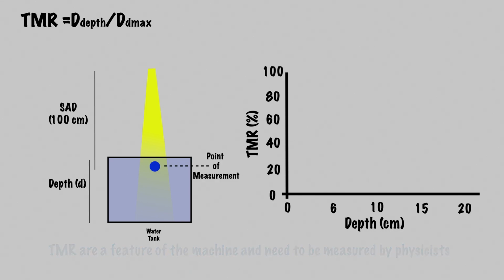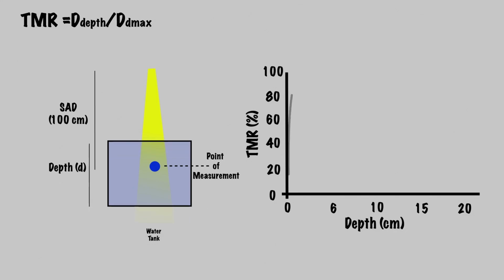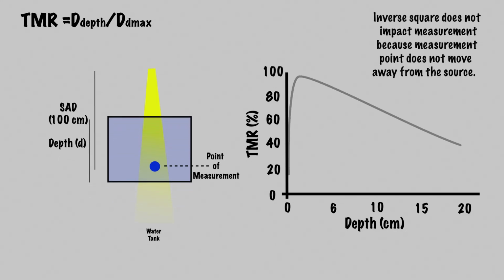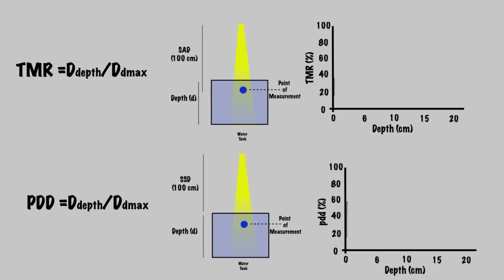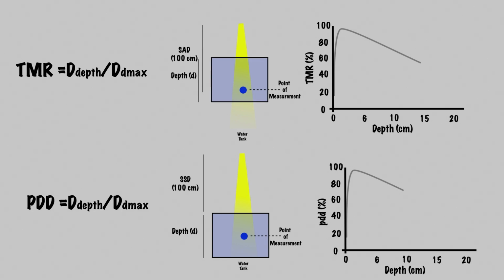Up until this point, it is exactly the same as PDD. But here's the deal. TMR is PDD with the distance from the source to the point of measurement held constant. So inverse square does not come into play here. So in TMR, the photon attenuation is from the interaction with tissue only, whereas in PDD, photon attenuation is from the interaction with both tissue and the inverse square component. Because the point of measurement is fixed at isocenter in SAD setups and does not change, TMR is used in MU calculations for SAD setups.